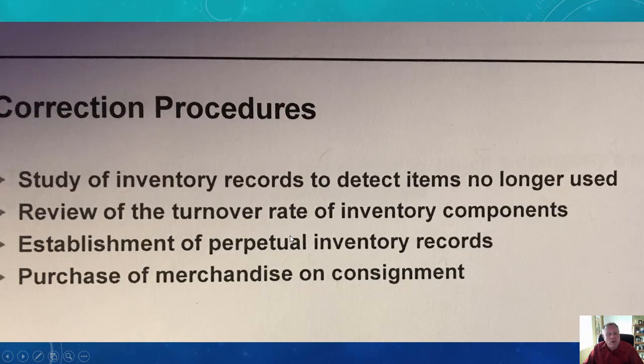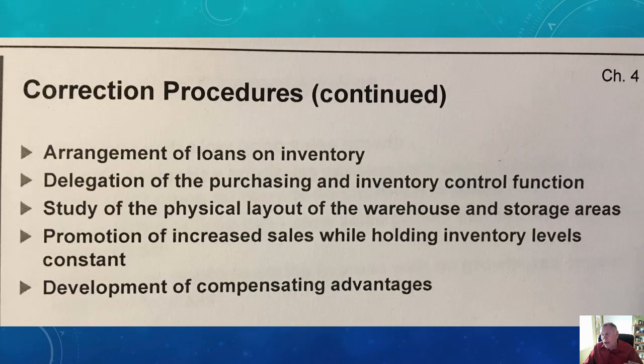What's the procedure? Well, you study the inventory records to detect if you have items that are no longer selling. Look at the components and go deeper. Establishment of a perpetual inventory record, meaning that's always updated based on the point of sale system. You purchase merchandise on consignment that you don't pay for. You could do that. You could have loans on inventory to better fund the working capital. You may delegate the purchasing and inventory control function to others.